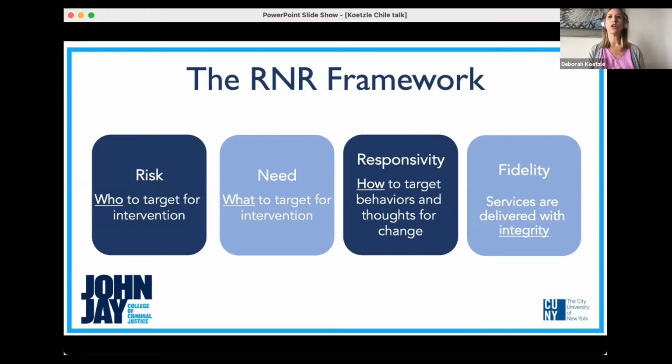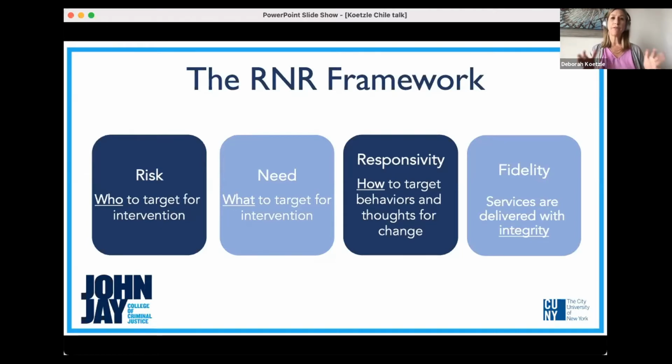My sense is that it's made its way to Chile and other countries in South America and Central America, at least somewhat, but I'm not sure that it's being fully implemented yet. So I just want to talk through the principles, think about what this looks like in practice, and what that means for programs being designed and implemented in various jurisdictions.